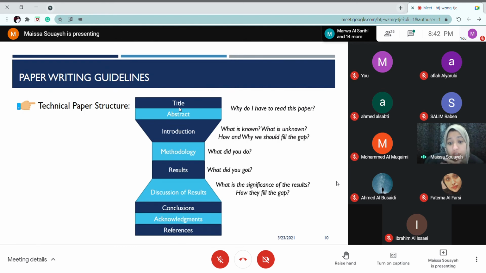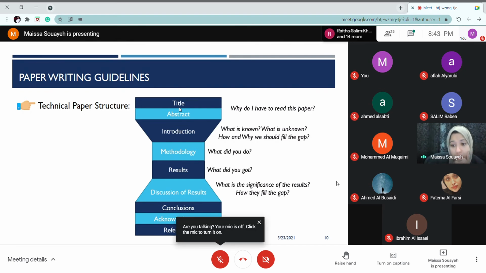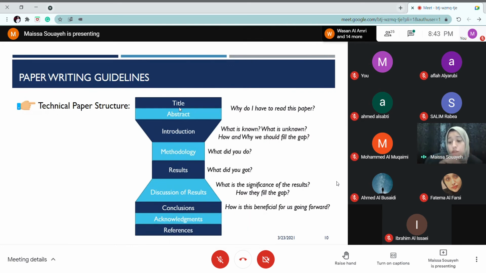And then the discussion of the result is what the significance of the result is. It's like, okay, I got this result, and then, okay, so what? How will this result benefit me, how will this result fill the gap that is available in the literature? There is a gap, there is a problem. How will these results solve the problem? And then the conclusion, see how the conclusion is different from the discussion of results. The conclusion should answer how all of this is beneficial for us going forward, for the science going forward, for research in this field to go forward.